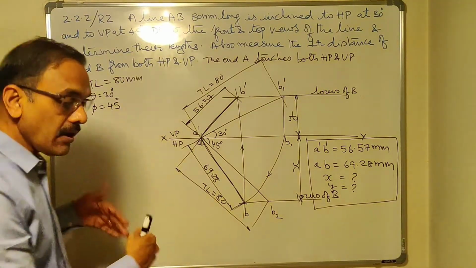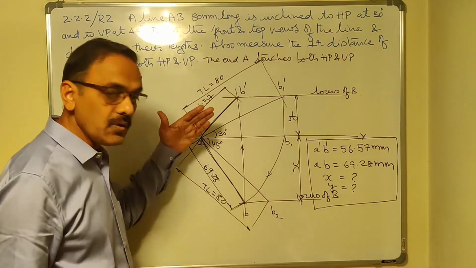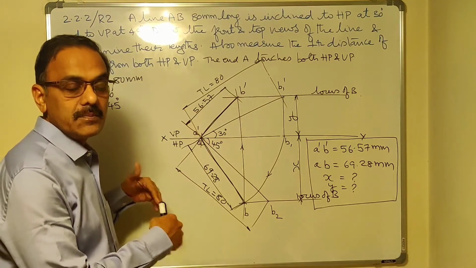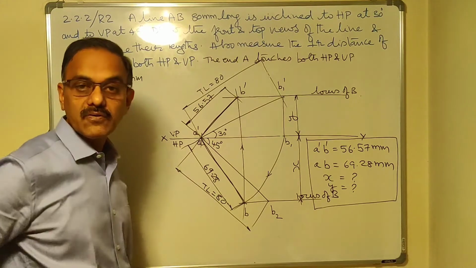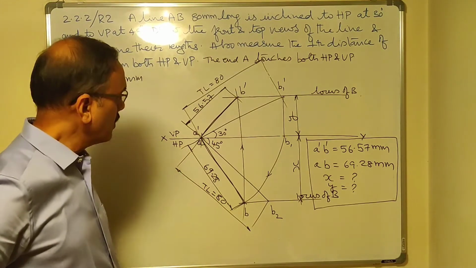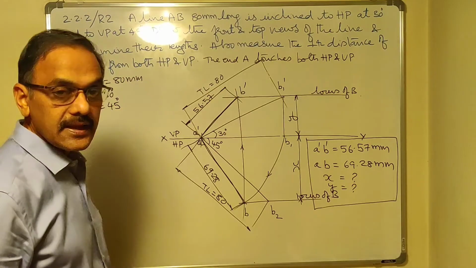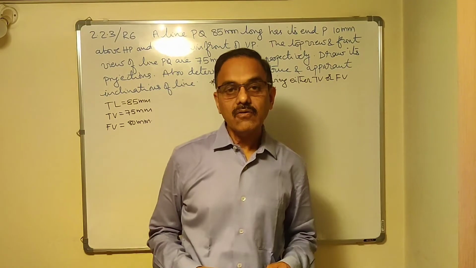So this is exactly the opposite of the previous problem. Having been given the true length with the true angles, we were able to draw the projections. In other words, we were able to draw the top and front views, and then we measured the distances. Okay, let us take up the next problem. Let's move to the third problem of drawing number 4.